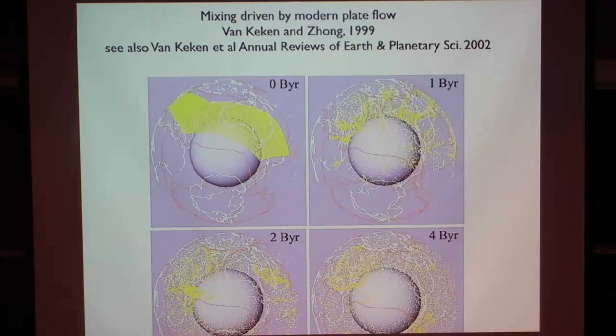Along the same lines, there are 2 papers to pay attention to. They did this in 1999, and then there was a review paper in 2002. This is introducing a block of tracers into a flow, and it's modern plate flow. In other words, they've imposed a model of the current plate velocities on this, and let it run for 4 billion years.